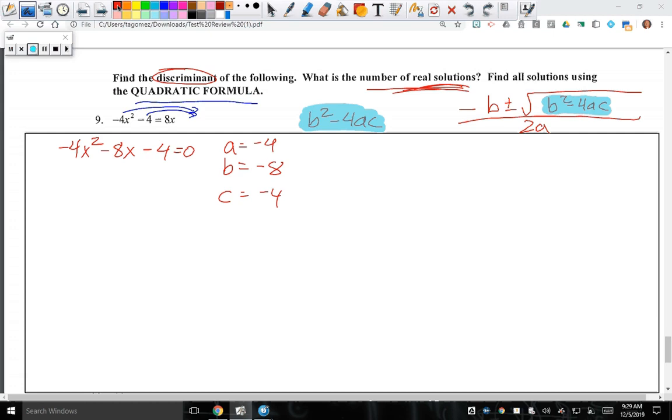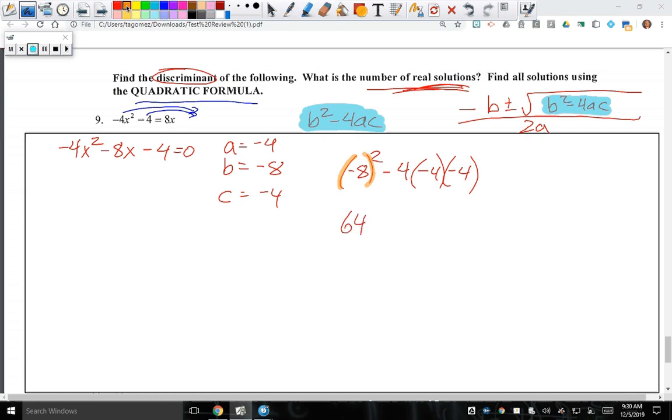But first, let's use the discriminant test to see how many answers we are going to have and what kind of answers we are looking for. So b squared minus 4ac. Please don't forget those parentheses, especially because there's a lot of mistakes that occur. That one right there in front of the negative, so it includes it as a negative 8 squared. So 8 squared becomes a positive 64.